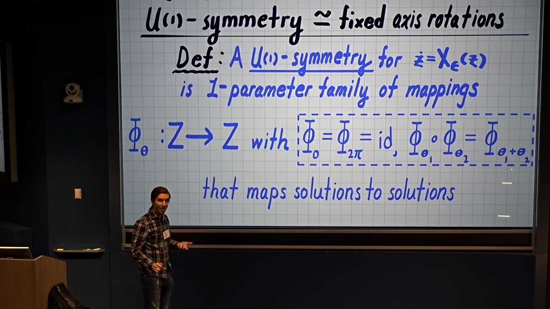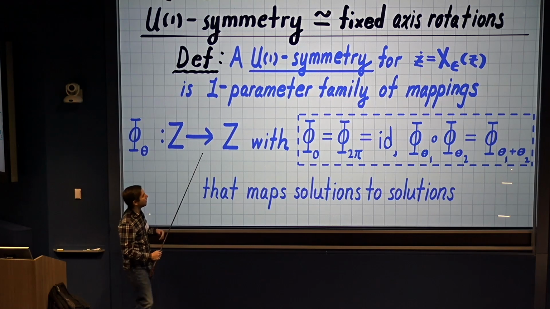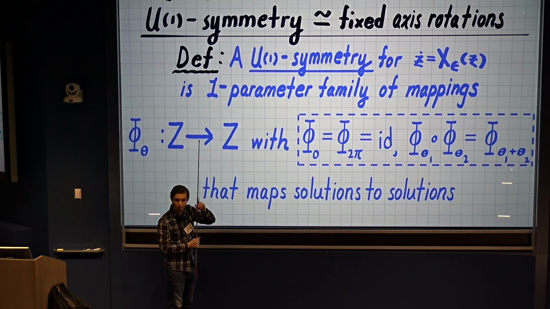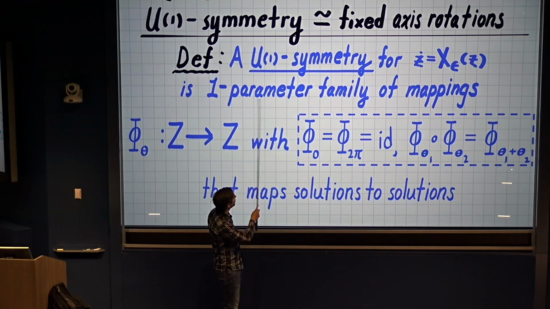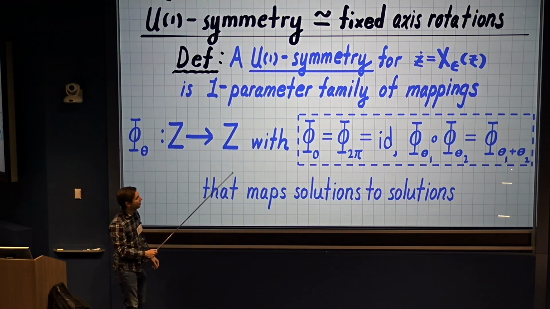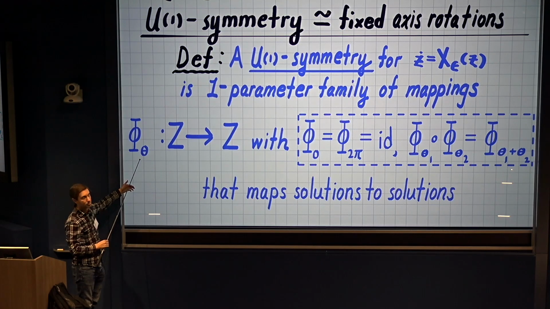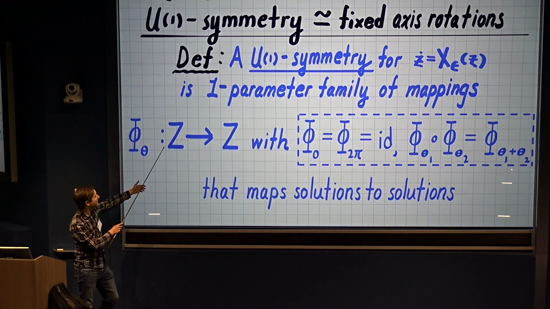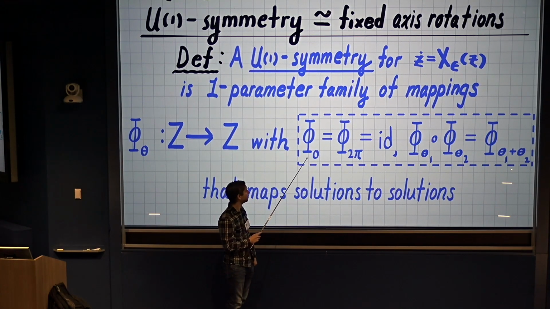So more generally, I need to tell you what I mean by symmetry, just to be precise. And the only type of symmetry that I'm going to care about in this talk is a so-called U1 symmetry. U1 is a group, it's the circle group. It's the group of phases. So a U1 symmetry for a system of ordinary differential equations is a one-parameter family of mappings phi sub theta. So the parameter is theta, and phi theta maps phase space into itself. And this thing has to have three properties.